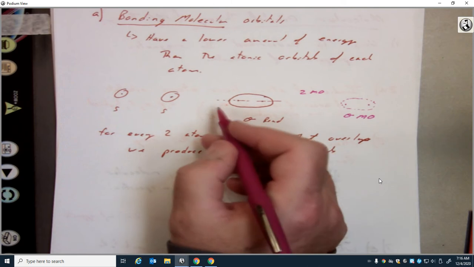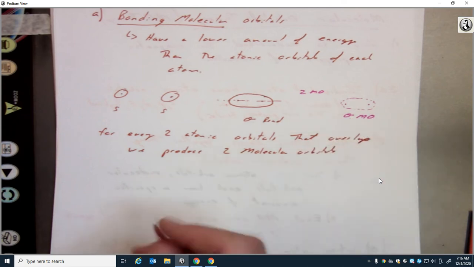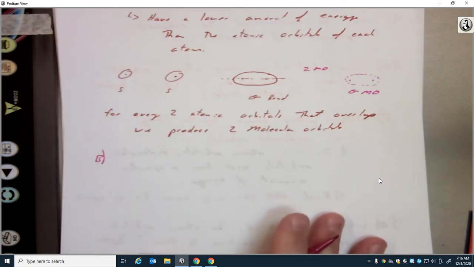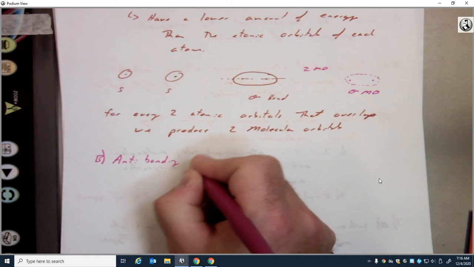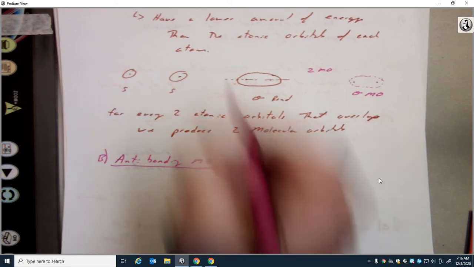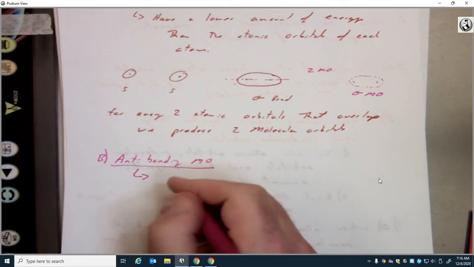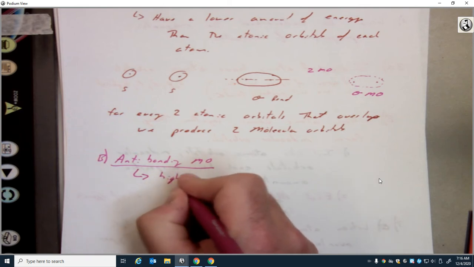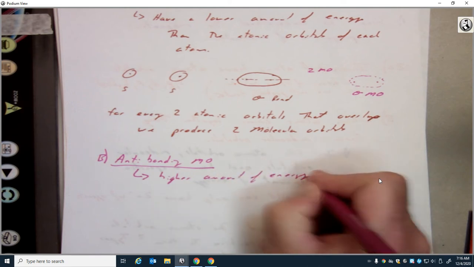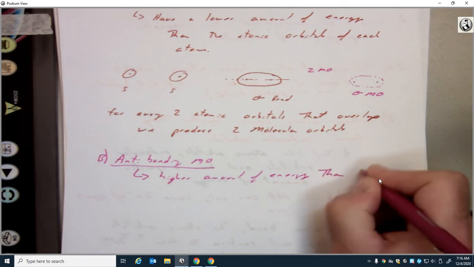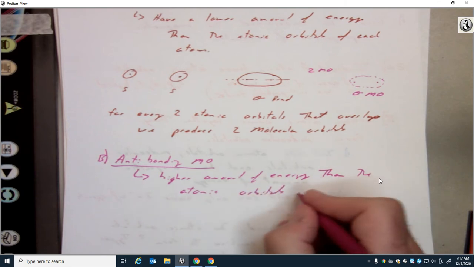Now, the other orbital that forms is what's called an anti-bonding molecular orbital. Let's put B here. So we have bonding molecular orbitals and anti-bonding molecular orbitals. Our anti-bonding molecular orbitals have a higher amount of energy than the atomic orbitals of each atom.